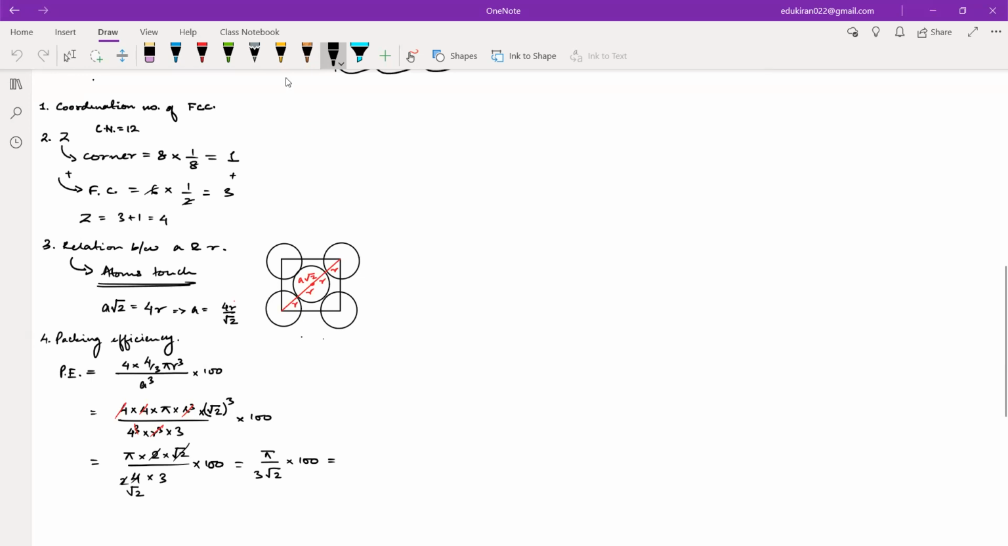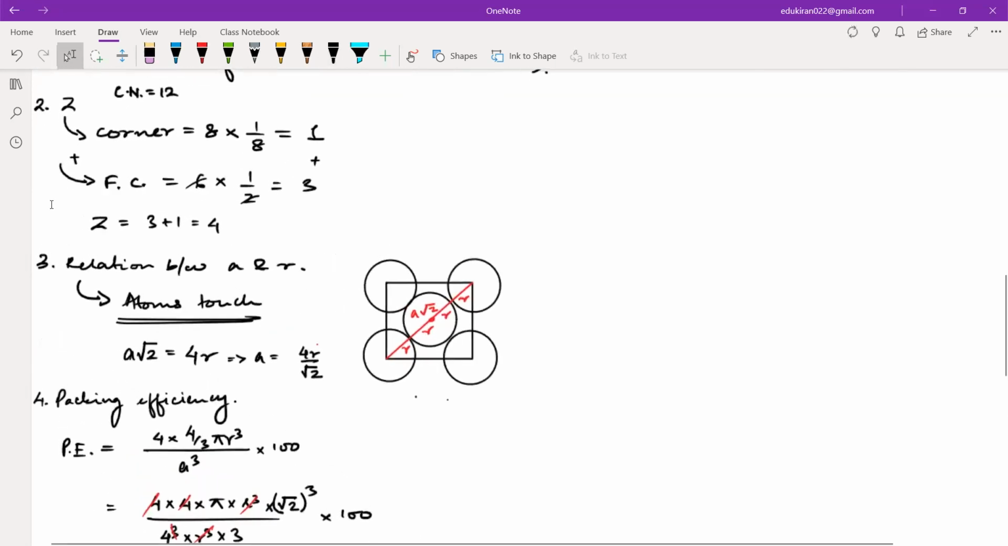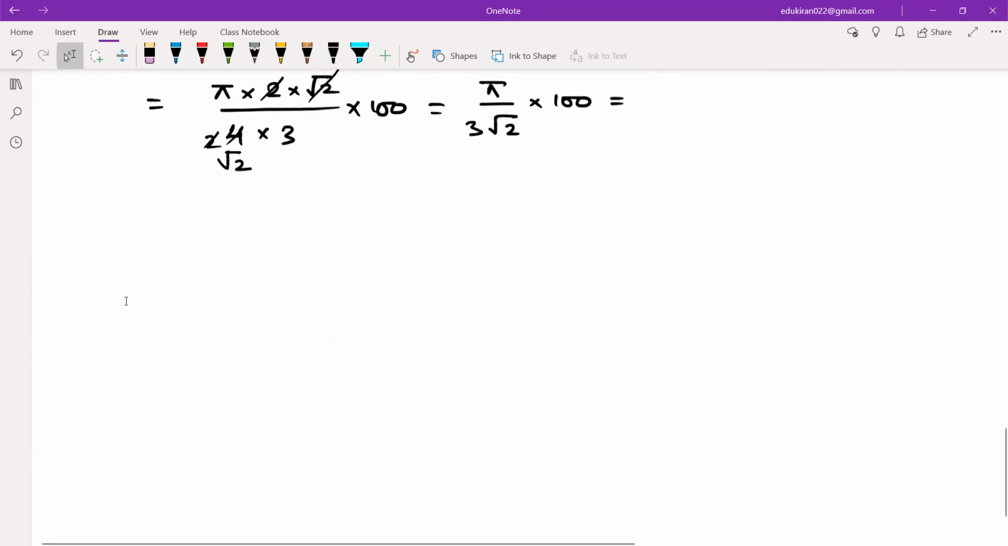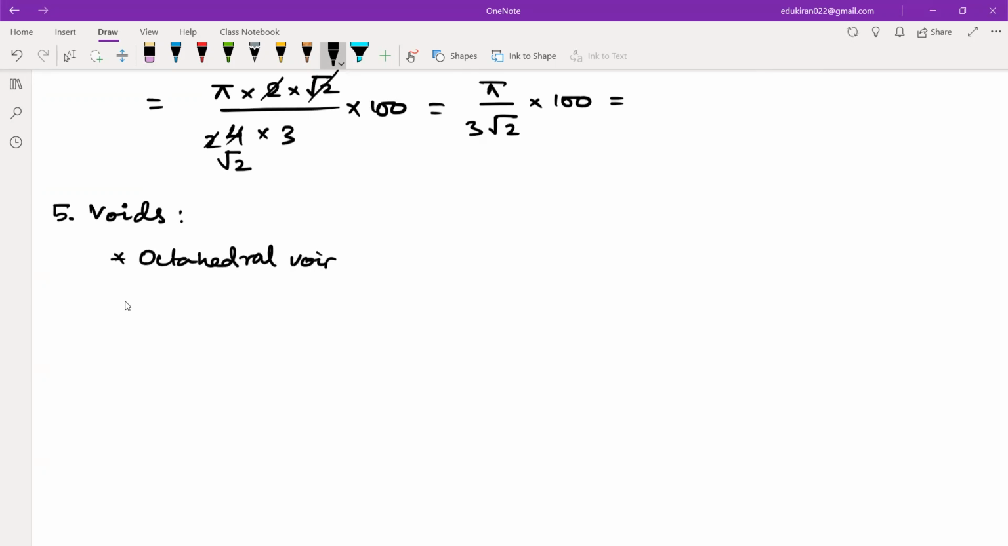Okay, Hishma, you calculate it. Others, you can write the last point about the voids. So the number of octahedral voids is equal to n, where n is the number of atoms. Okay, please remember, number of atoms.